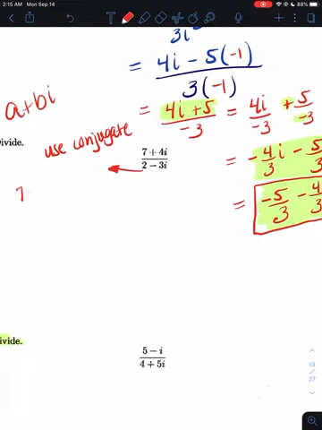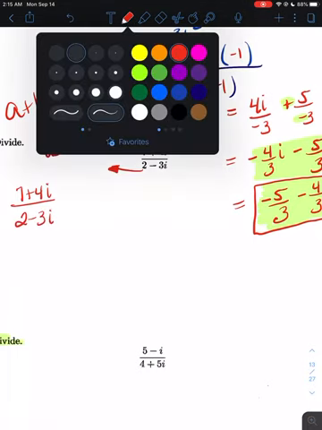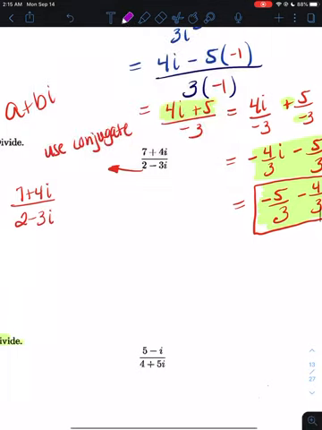So I'm going to rewrite it over here just so I can have more space. So (7 + 4i) over (2 - 3i). Because I have this 2 minus 3i in the denominator, I want to multiply by the conjugate. The conjugate of 2 minus 3i is 2 plus 3i. So whatever you have in the denominator, you want to use the conjugate of the denominator.